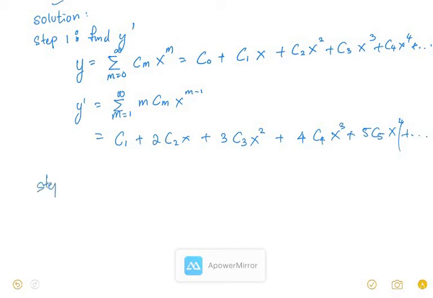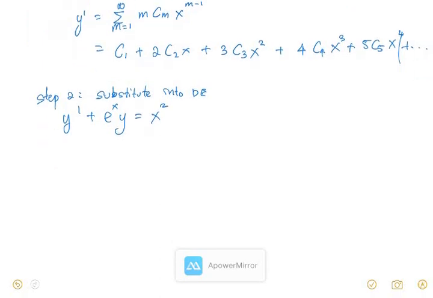Then step 2, substitute into differential equation. So y prime plus exponent x y equal to x power of 2. So we substitute, alright. c1 plus 2c2x plus 3c3x power of 2 plus 4c4x power of 3 plus 5c5x power of 4.